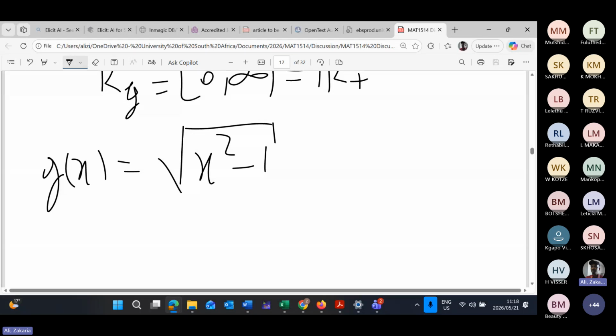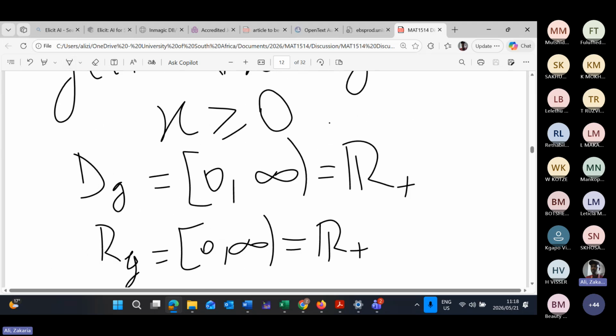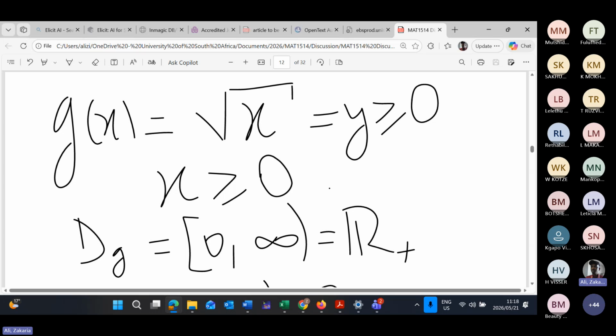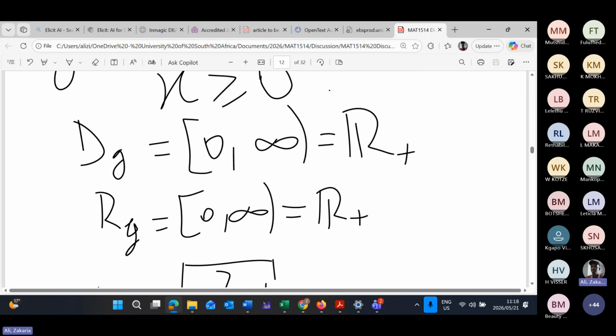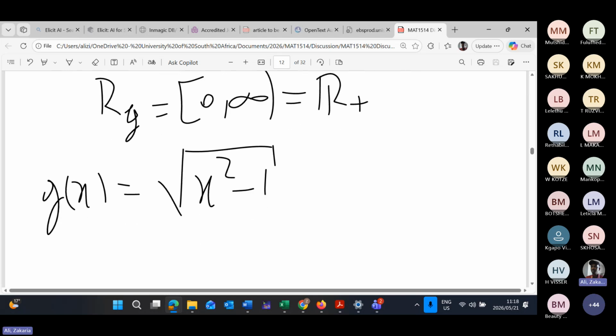How do I get the domain, using that context that I just used? What did I do? Earlier on, when I gave you g of x equal to the square root of x, what did I say about x? I said x must be greater or equal to 0. So anything under that radical, the symbol that is called radical, the square root, must be positive. Now, for this case, what must be positive? For me to get the domain, anything under the square root must be positive. So I'm going to say x squared minus 1 is greater or equal to 0. That's the way to get the domain.